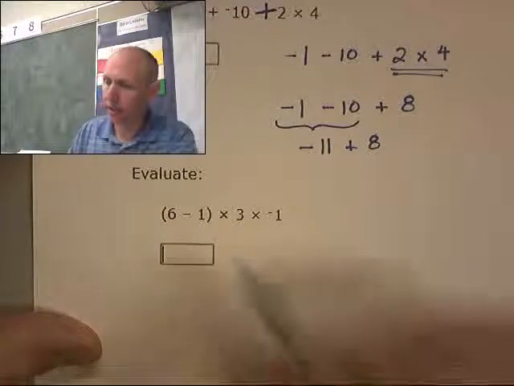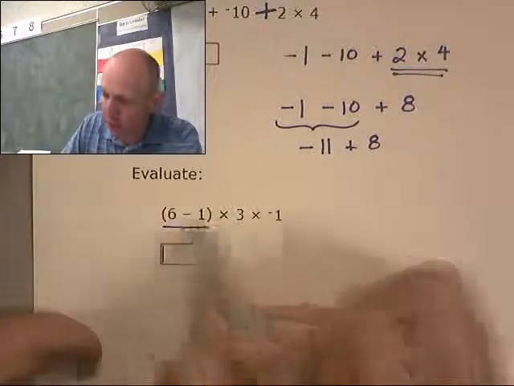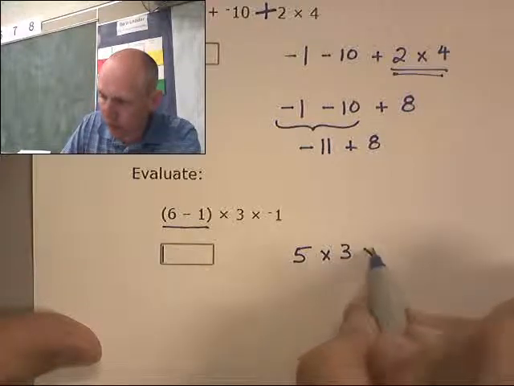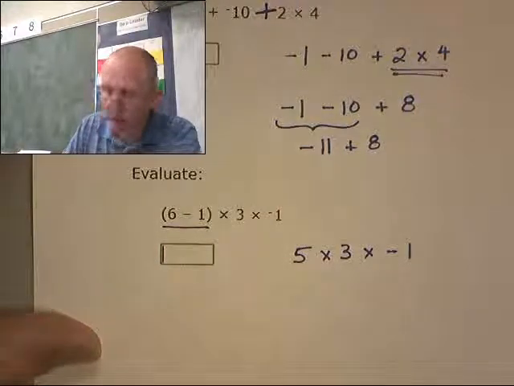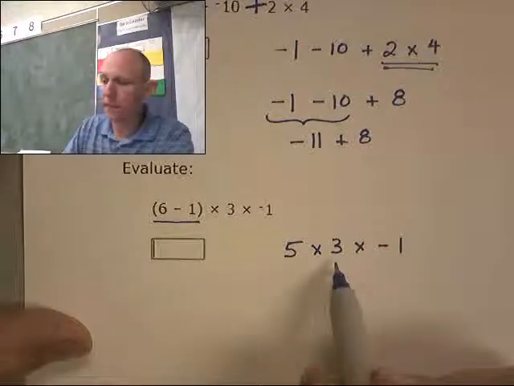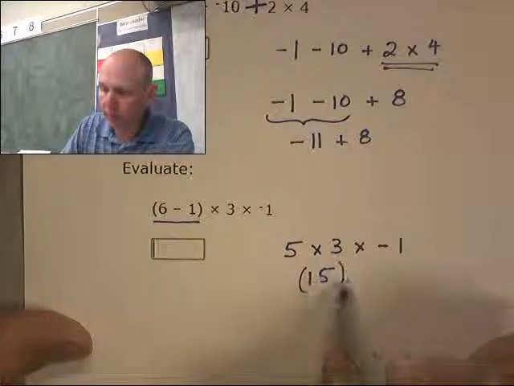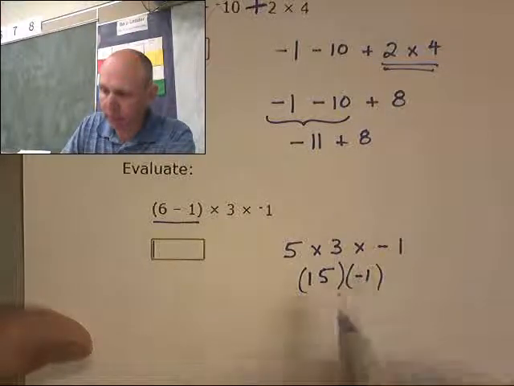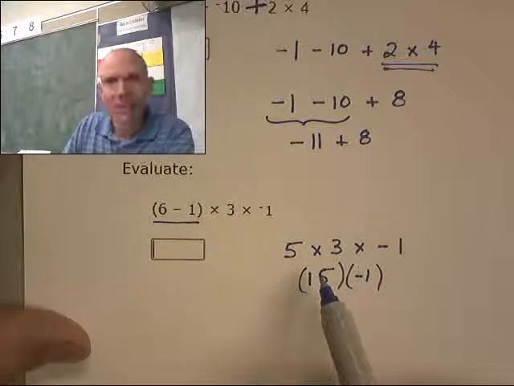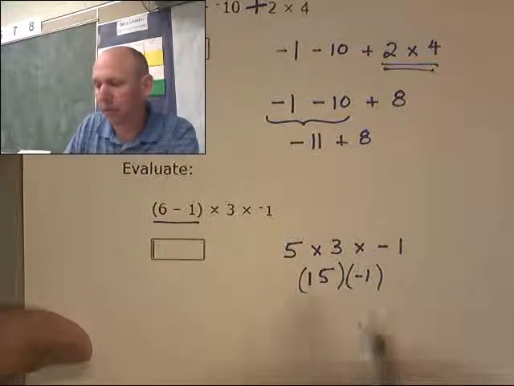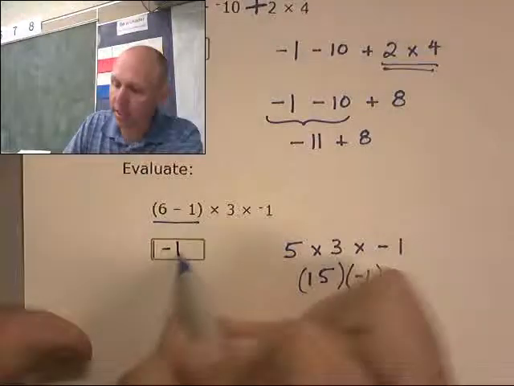This one, what should we start with? Let's start with those parentheses right there. 6 minus 1 is 5 times 3 times -1. 5 times 3 is 15 times -1. You're going to see in algebra, we don't like to use those multiplication symbols very often. It's nicer to go with parentheses. So it's going to be -15.